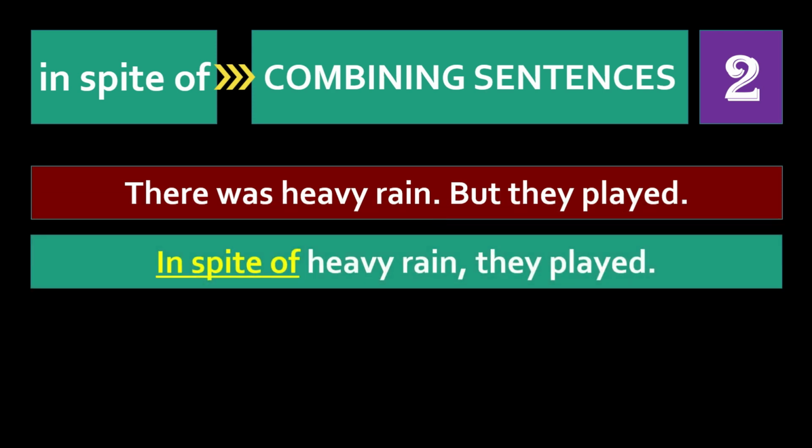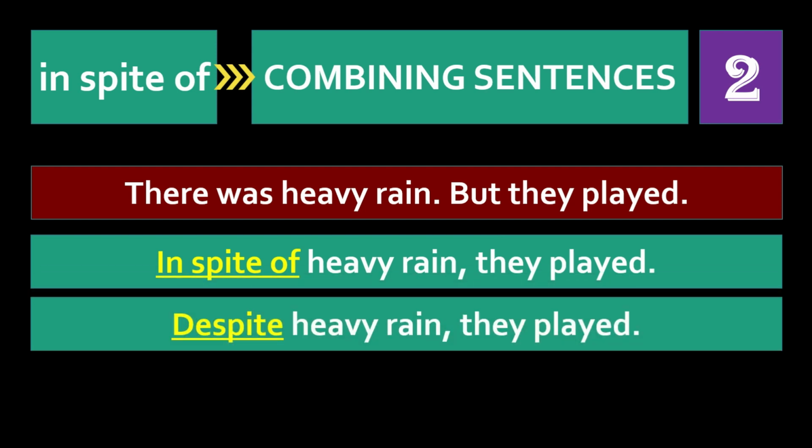In spite of heavy rain, they played. So we used heavy rain, a noun phrase, and we have not made any changes to this except removing this word but. In spite of heavy rain, they played. And how about despite? Despite heavy rain, they played. No change at all, except there should not be any of after despite. Despite heavy rain, they played.